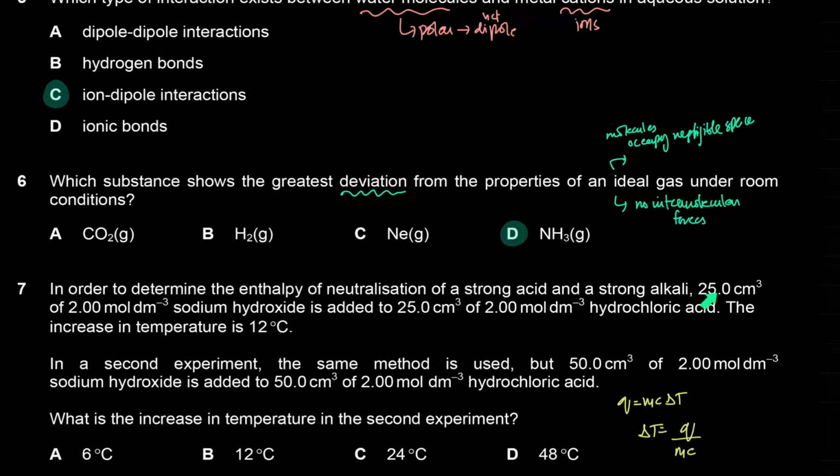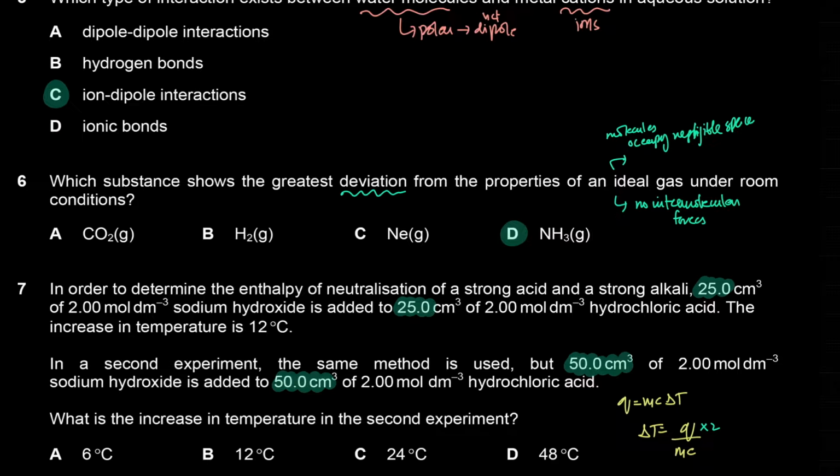But here we have 25 cm cube of 2 mole per dm cube acid and 25 cm cube of 2 mole per dm cube alkali. So our final solution is 50 cm cube in the first experiment, so the mass of water is 50 grams. Now when we double the amount of acid and alkali, we're releasing twice the amount of heat. But we also have twice the amount of water. Now we have 100 grams of water.